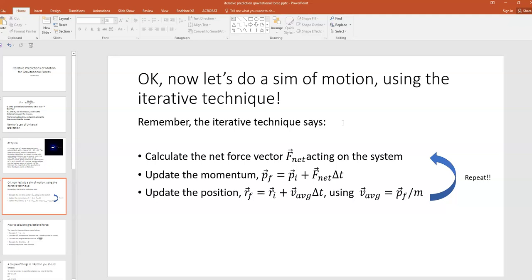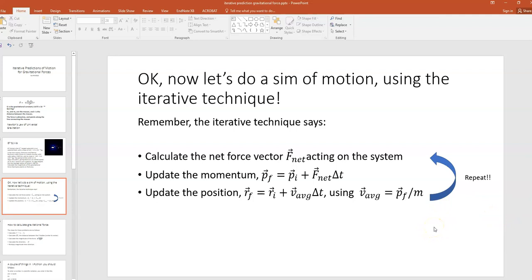Then, for that object, we're going to update the momentum. So, we're going to use the momentum update equation: p final is equal to p initial plus F net times your time interval delta t. Delta t is the time interval of one time step. And then we're going to update the position: r final is equal to r initial plus v average times delta t. Here, v average is the average velocity during that time step, and you find it by taking the momentum calculated in the middle step and dividing that by the mass.